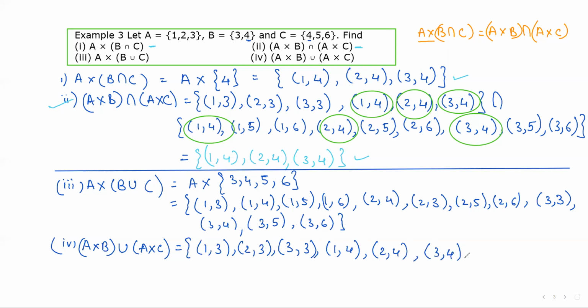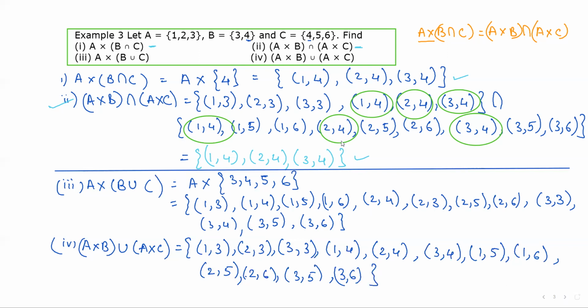Now from the second set, we write only those elements which are uncommon. So excluding the circled ones, all the other elements have to be mentioned. So it is (1, 5), (1, 6), (2, 5), (2, 6), (3, 5), and (3, 6). Okay.